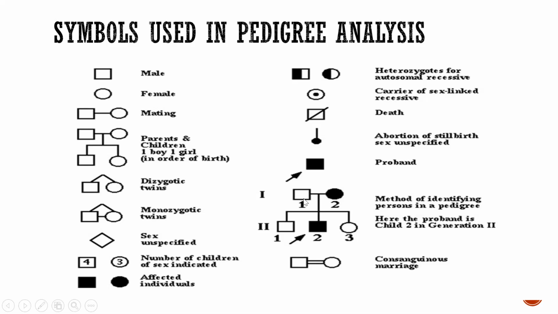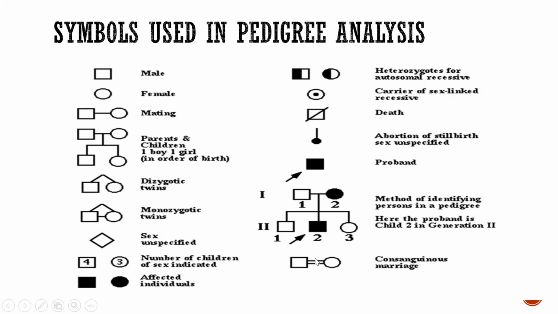Next symbol is about the pedigree chart, where you can see there are two generations, first generation and second generation. Here, the parent, the mother, the female is affected because it is shaded, and the male is normal. And in the second generation, the first child is a male, the second child is also a male, but it is affected and it is under consideration. And the third child is a female who is normal.